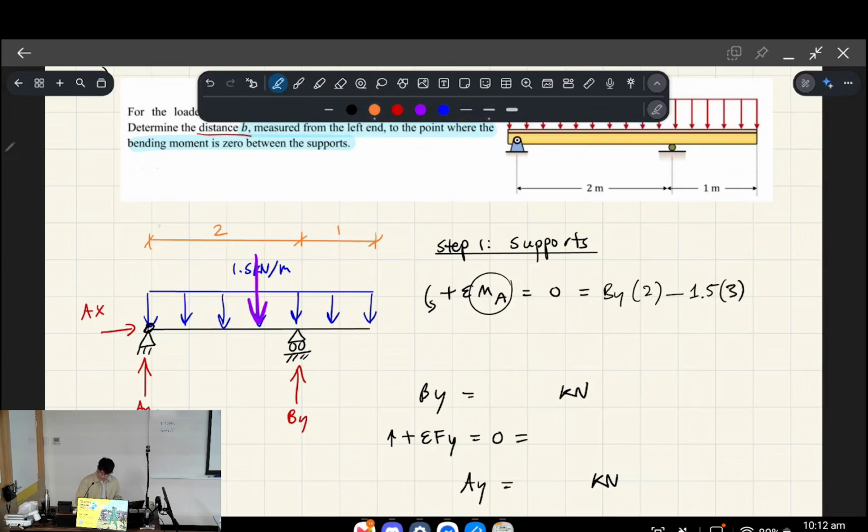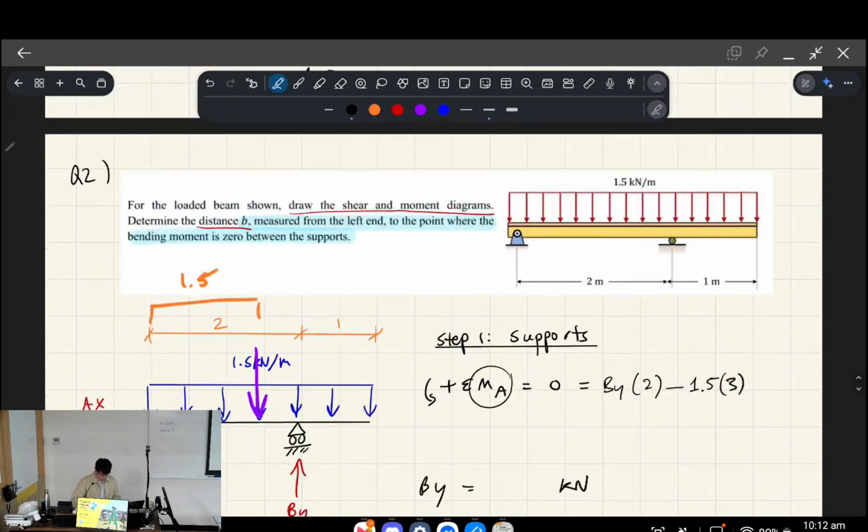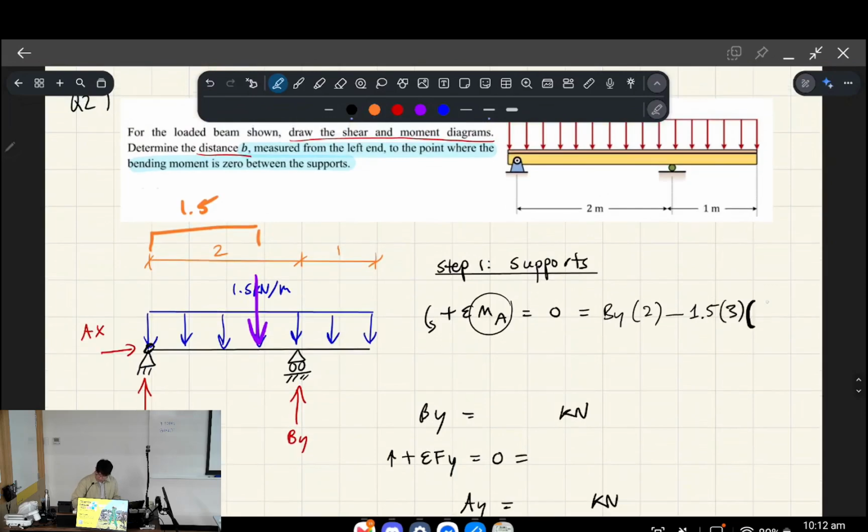The second thing is finding the lever arm of that arrow, and that is going to be half the length of the beam, so I'll write 1.5. Now we have these two numbers, which when multiplied together give the magnitude of that force, and this number here is your lever arm.